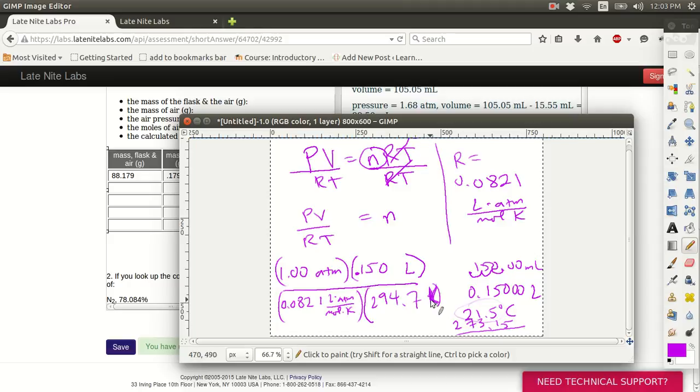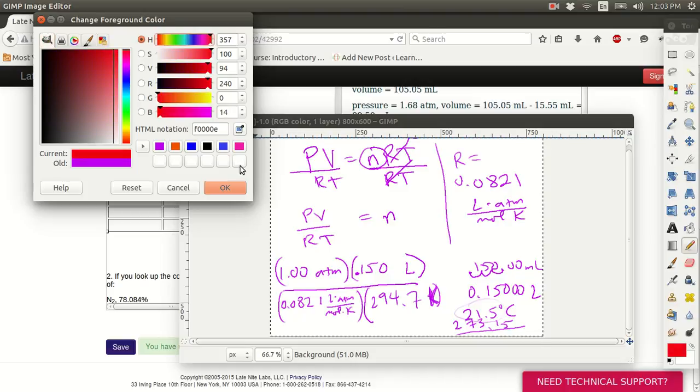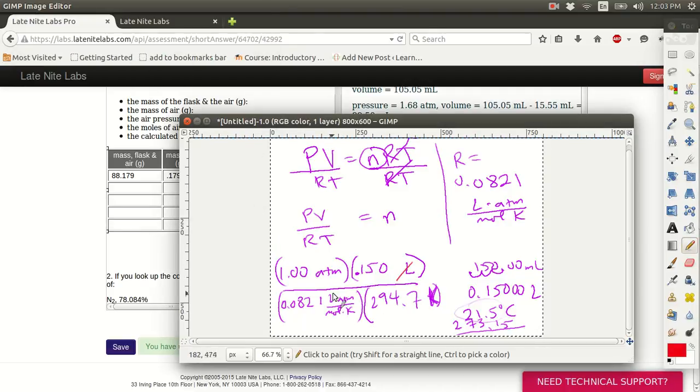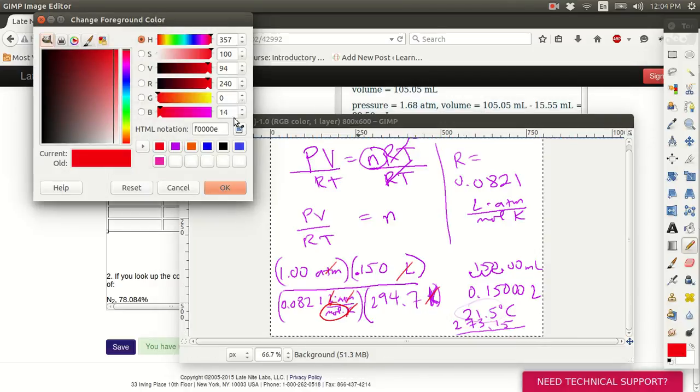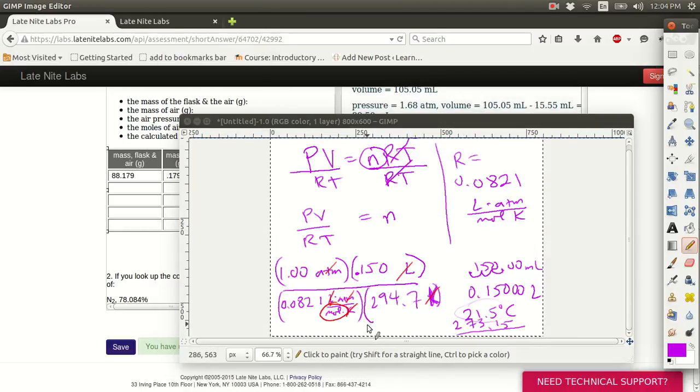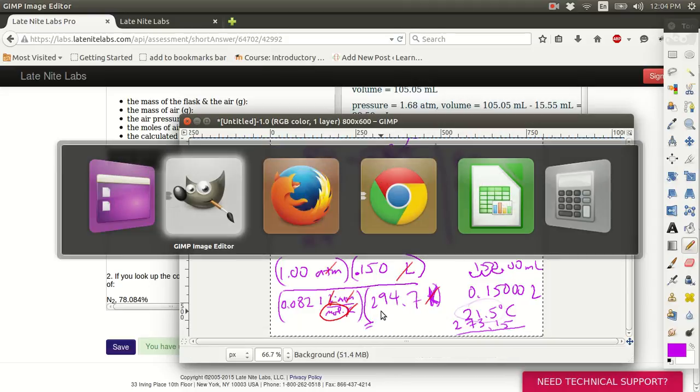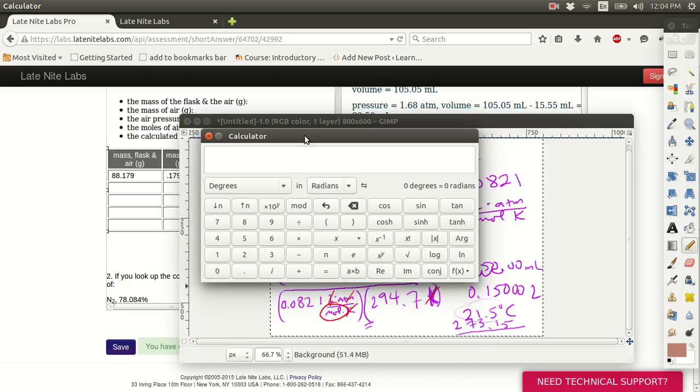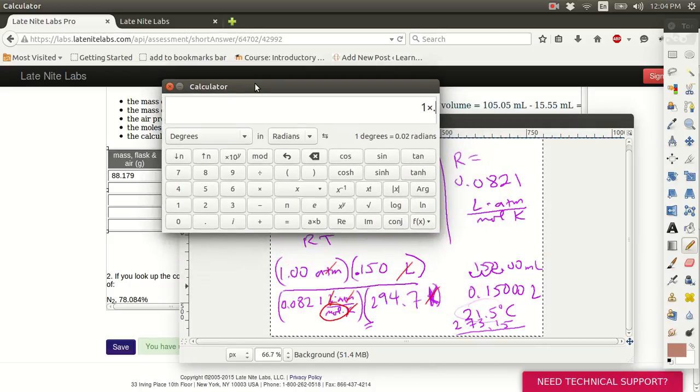I've put the units in here just so you could see them canceling. Units, liters, cancel. Atmospheres, cancel. Kelvin, cancel. I just have moles left, so the answer is going to be in moles, as is appropriate. So the answer here is going to be 1 times 0.15 divided by 0.0821 divided by 294.7. That's 0.006199. So that's 0.00620.